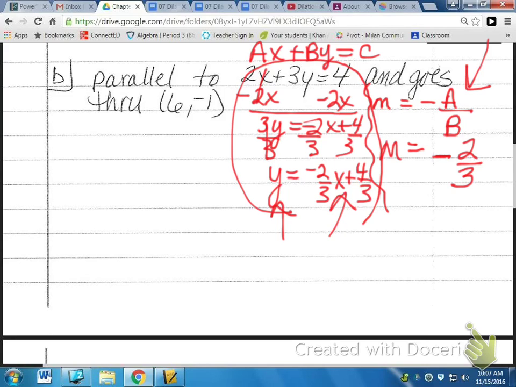It doesn't have any x or y with it. It's only the number in front of the x. It's the rate. So you don't put any x with it. It's only the number in front. So slope is negative 2/3.